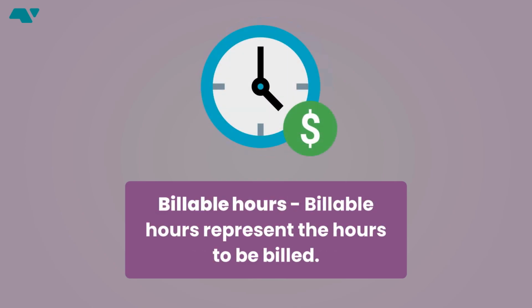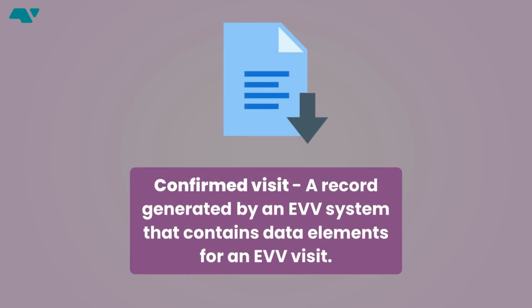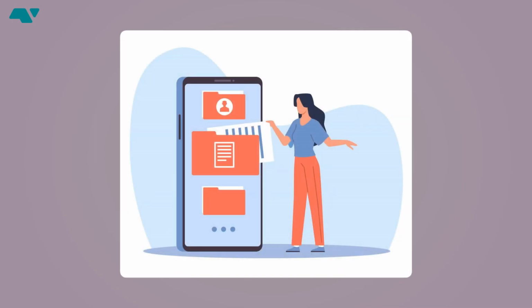Billable hours. Billable hours represent the hours to be billed. The EVV system calculates billable hours by subtracting the visit time in from visit time out and rounding to the nearest quarter-hour increment. Confirmed visit, a record generated by an EVV system that contains data elements for an EVV visit. Data elements include service authorization data, member data, caregiver data, provider data, and EVV service delivery data.